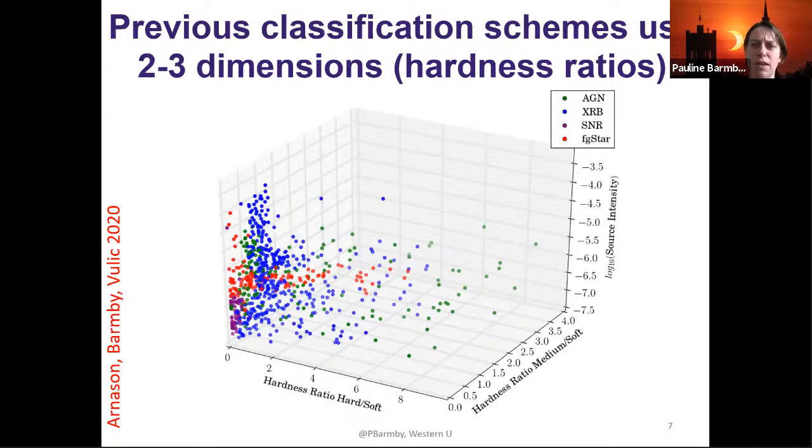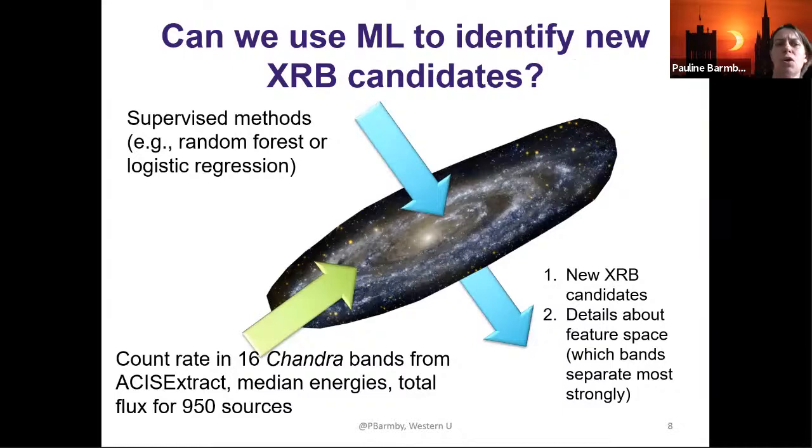So, you know, this is a good first step, but we wanted to see if we could do a little bit more than that. What we were trying to do here was use supervised machine learning methods, things like random forest or logistic regression, using not just count rates in the standard Chandra bands, hard, medium, soft, or however you want to cut them up, but a number of smaller bands that cover maybe a few keV, instead of the five or six that we already had from ACIS Extract. And then take our training set, which is not that big, about 100 objects, apply it to our test set, which again is not that big, and see what we can do.